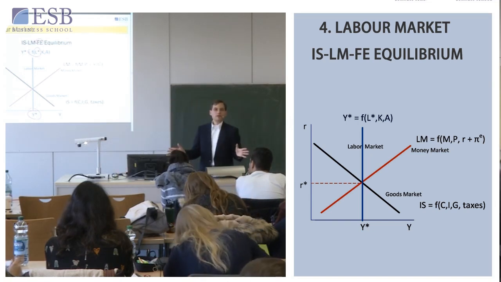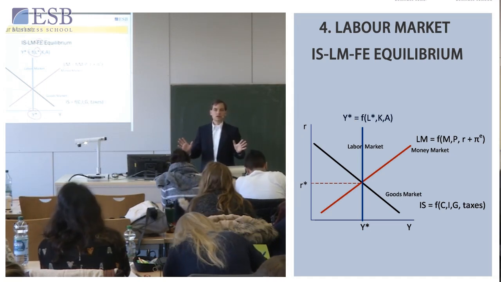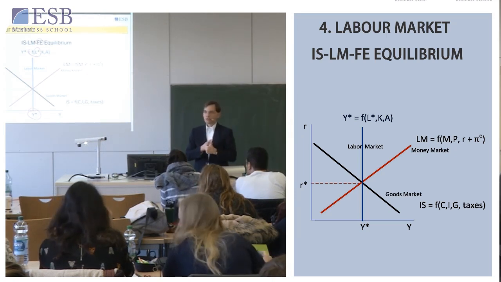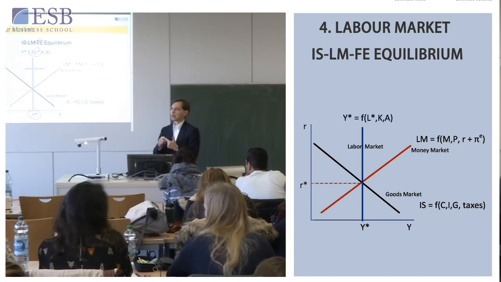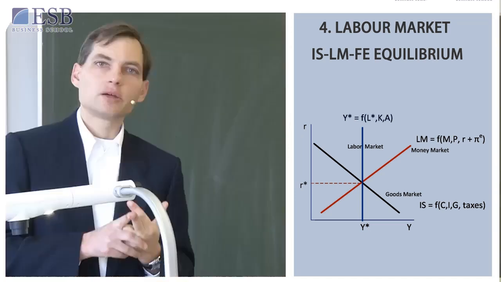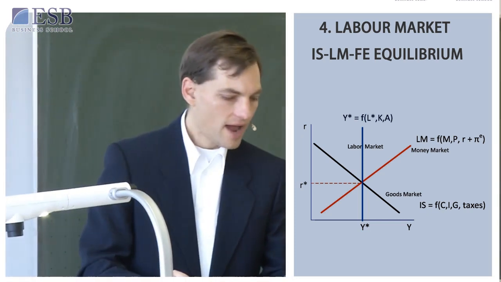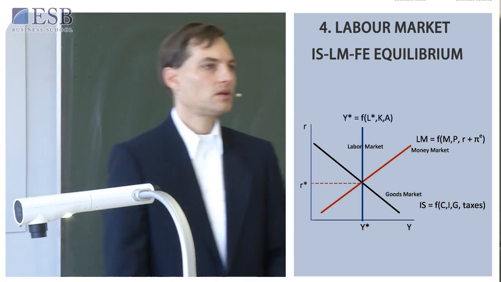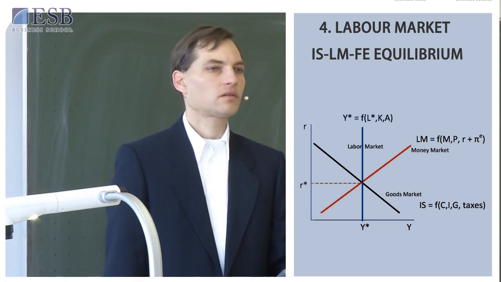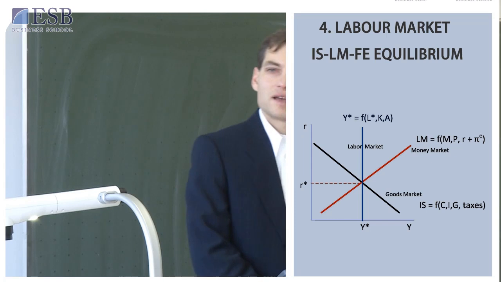Now we have, in a sense, a complete description of an economy, because this model represents, with the IS curve, the goods market equilibrium, with the LM curve, the money market equilibrium, and with the FE curve, the labor market equilibrium. And if all the three curves intersect in one point, then we have a general equilibrium. All the markets are in equilibrium in this special point. That's the famous IS-LM model.